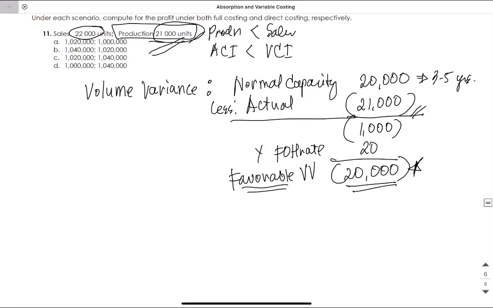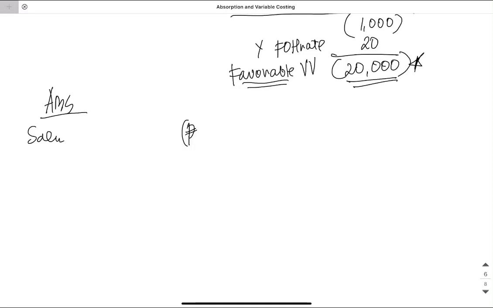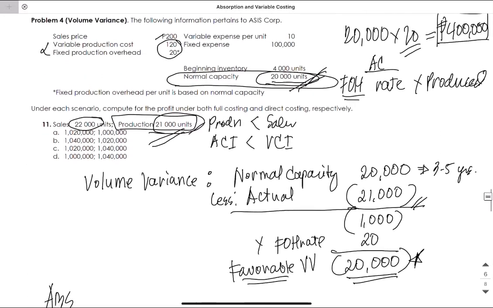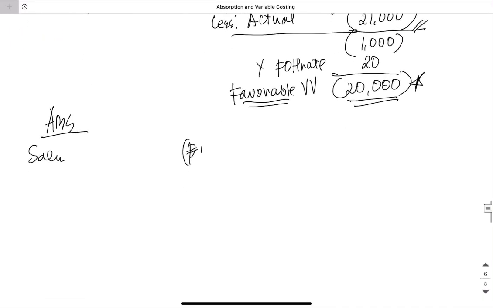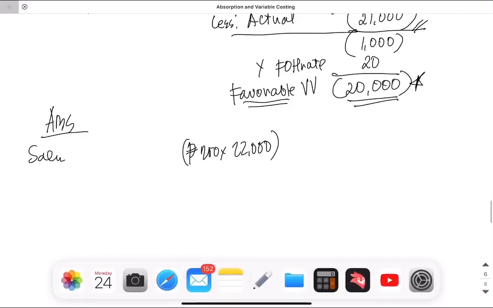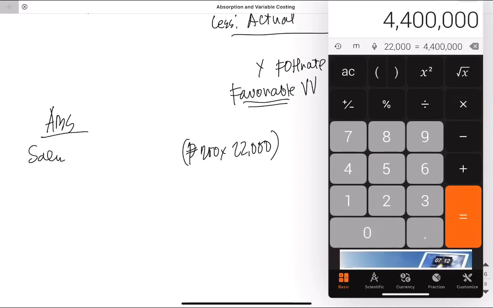Okay, so now let's compute the operating profit under the two costing methods. Let's begin with absorption costing. So sales. Our selling price is 200, so 200 times 22,000 units sold. Okay, so we have 4.4 million.